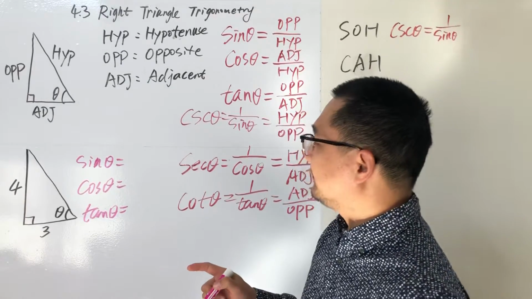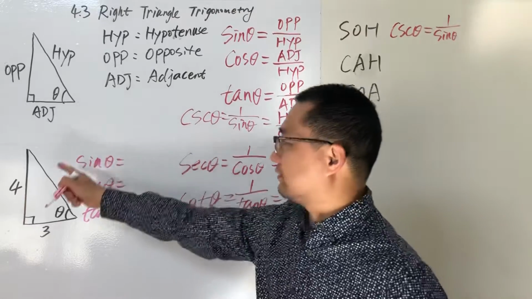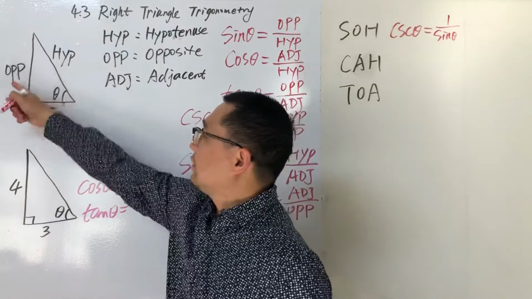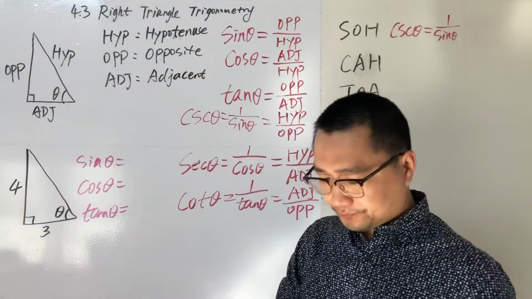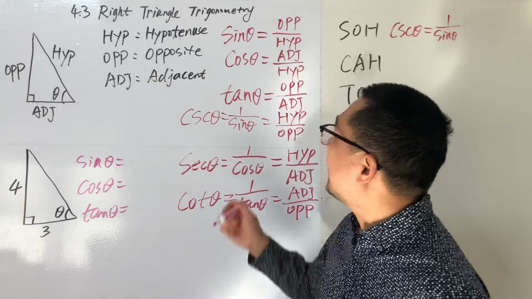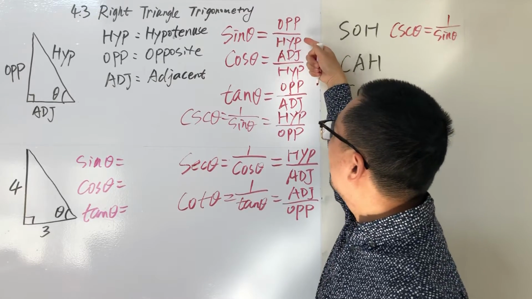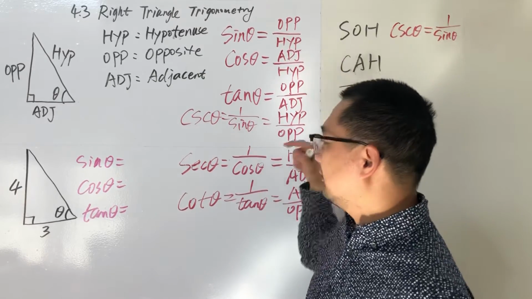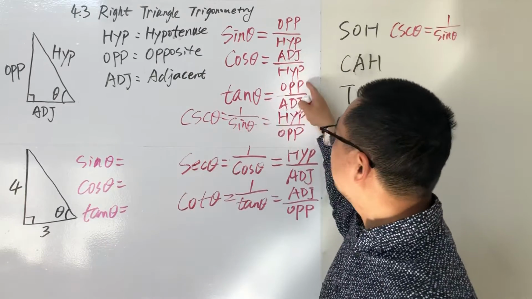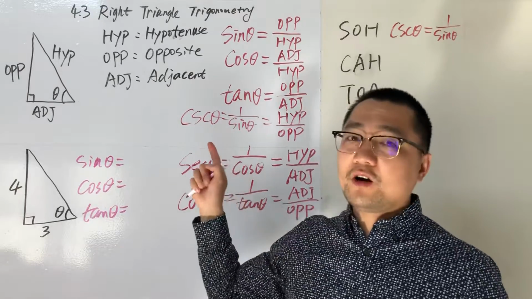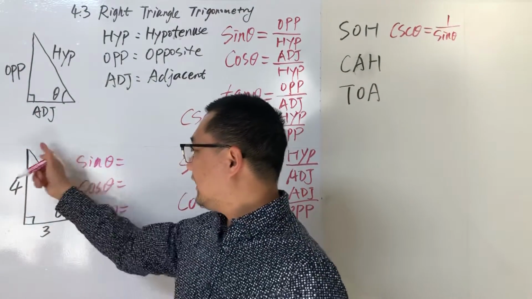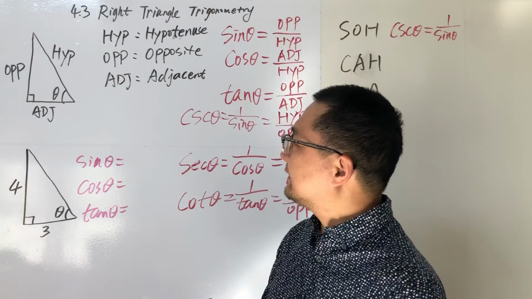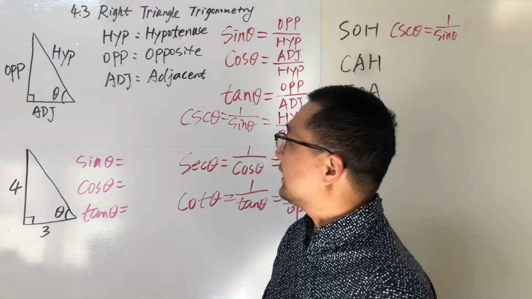Based on the definition, if you use the right triangle to find some value of the trig function, you have to know all these 3 sides, because sine theta, as you know, is opposite over hypotenuse. Cosine theta is adjacent over hypotenuse. Tangent is opposite over adjacent. That means you have to know all these 3 sides. So now for this triangle, which side is opposite? Which side is adjacent? And also which side is hypotenuse?